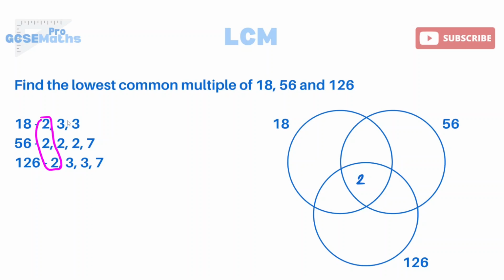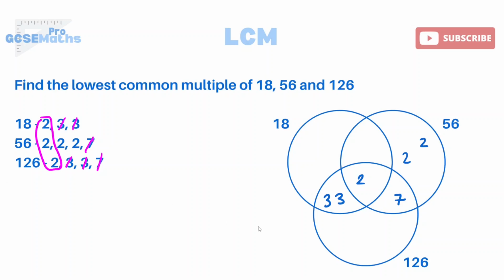So looking at the 18, we've got 2 3s and so does the 126. So between 18 and 126, I've got 2 3s, because there's 2 pairs, a pair here and a pair here. With 56 and 126, I've got 2 7s, so that's a pair of 7s, so 1 7 there. And then 56 just has 2 2s left over. So that's my Venn diagram.